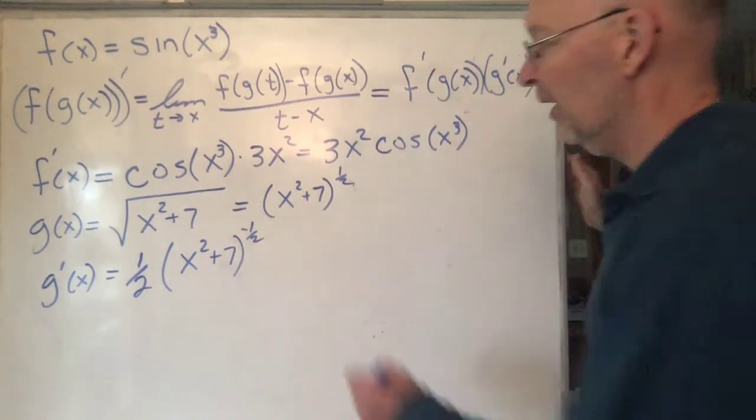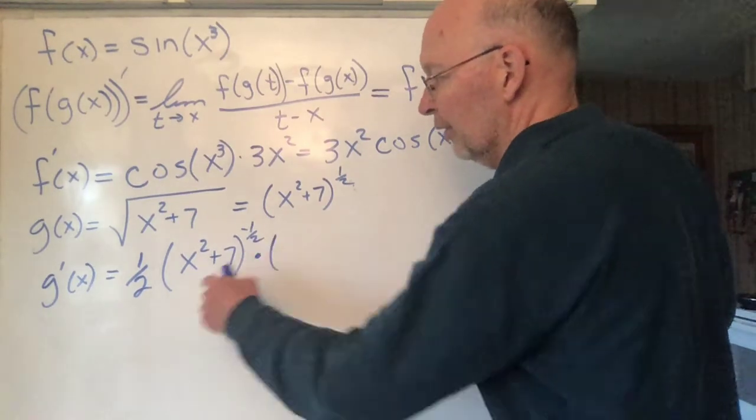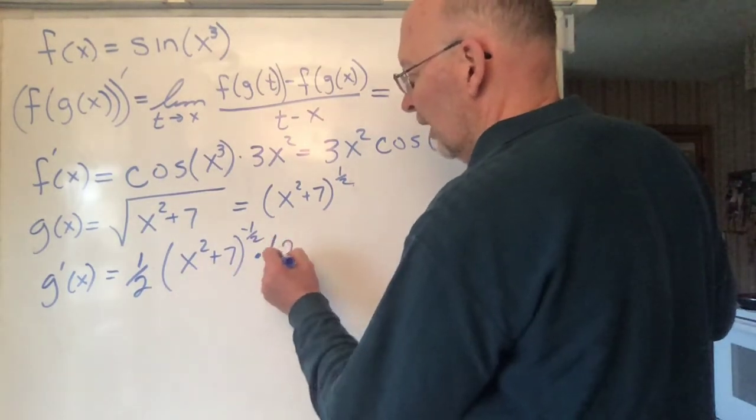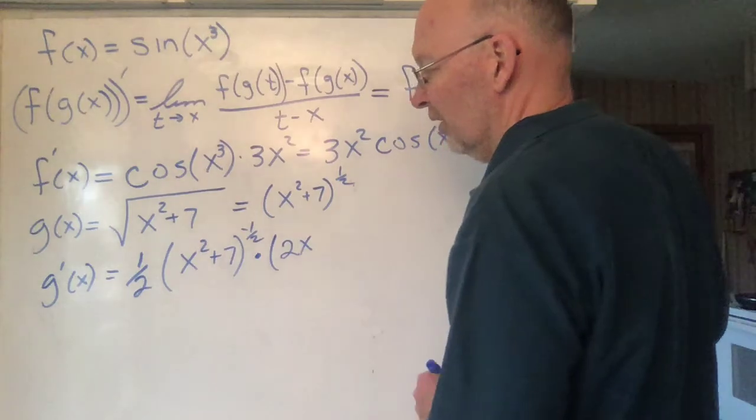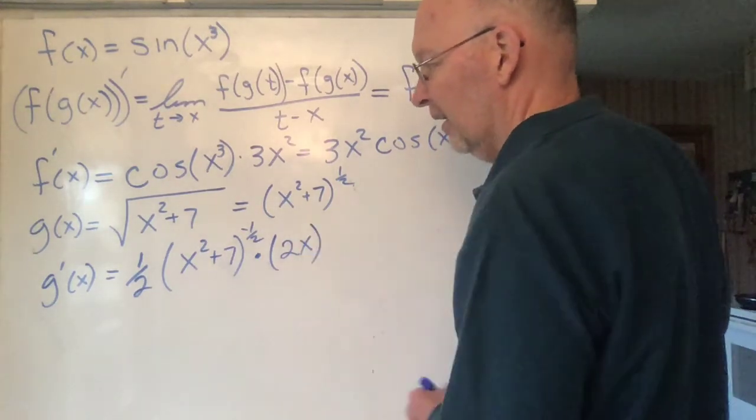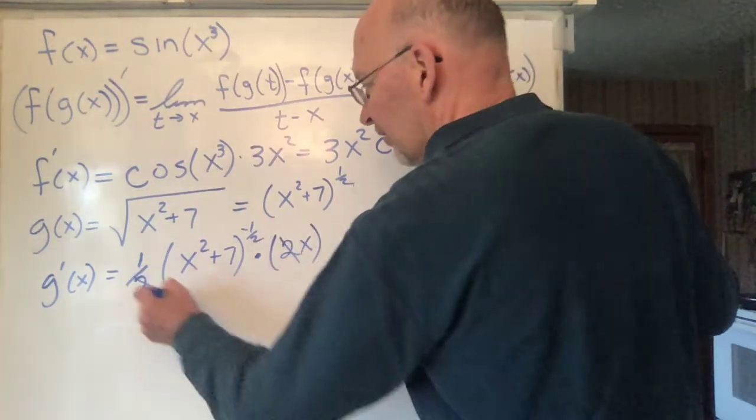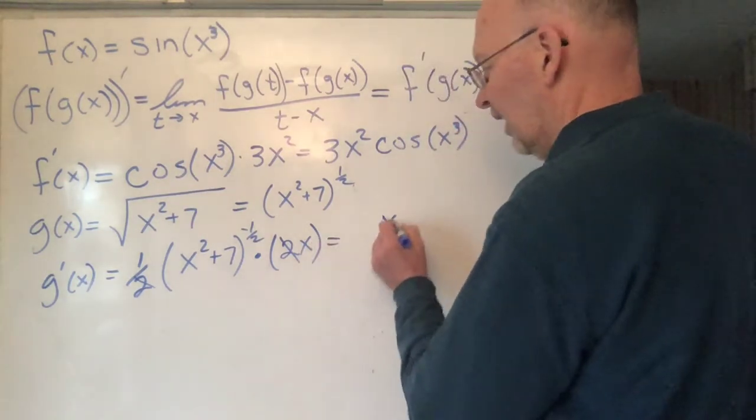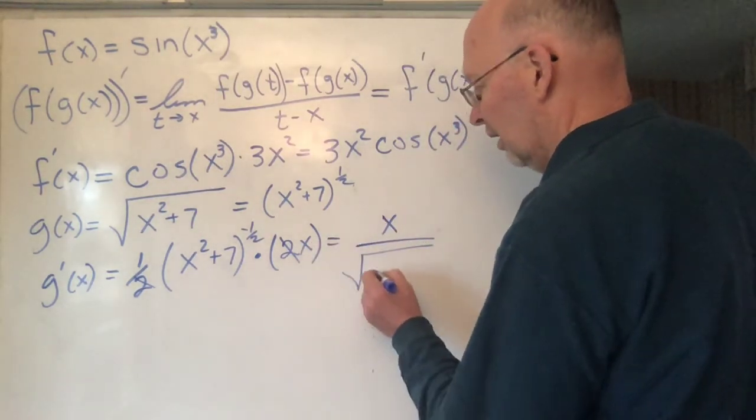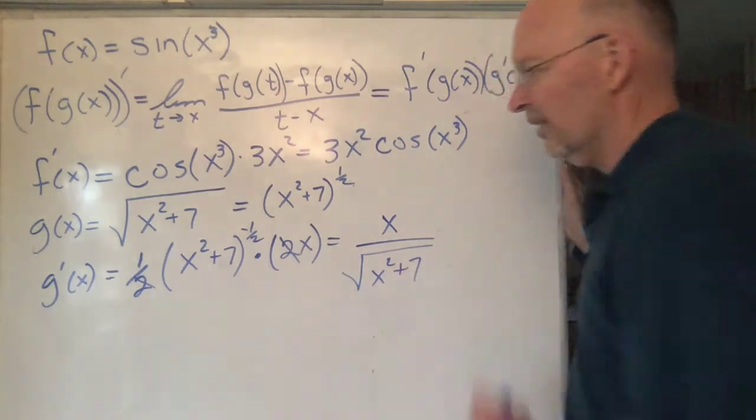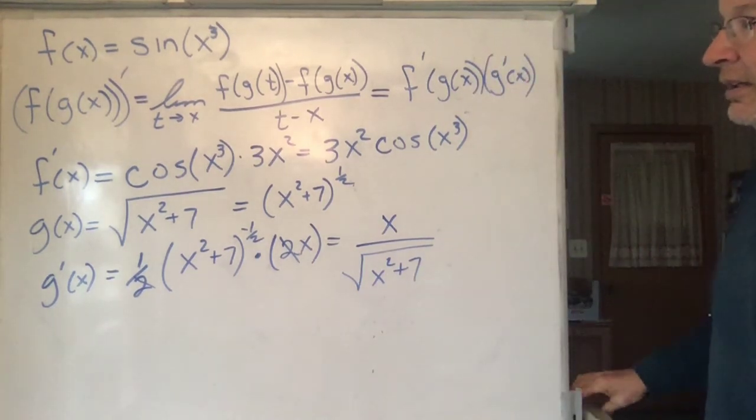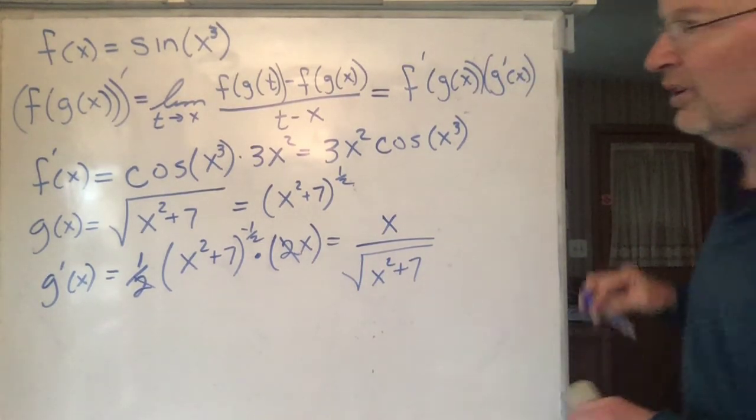And now you multiply it by the derivative of the inside. Derivative of this is 2x. Derivative of 7 is just 0. So you get that. Then again, you can do some canceling there. And you can write it as x over the square root of x squared plus 7. That's the idea. Okay, let's do several more.